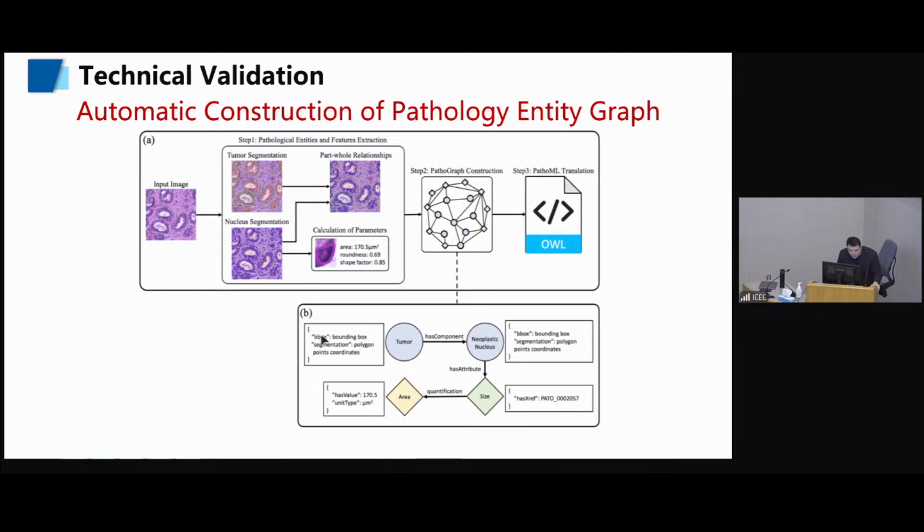When I segmented it, I have their bounding blocks and the segmentation coordinates. So I use this information as the data properties for the nodes. Block B basically illustrates what this graph looks like, what the nodes are and what the edges are.